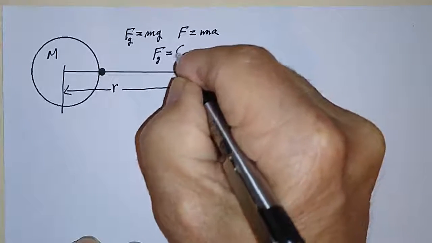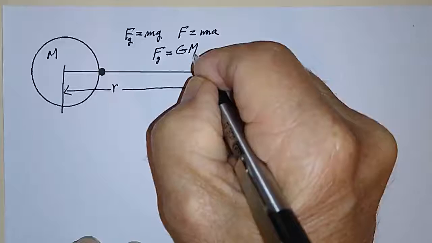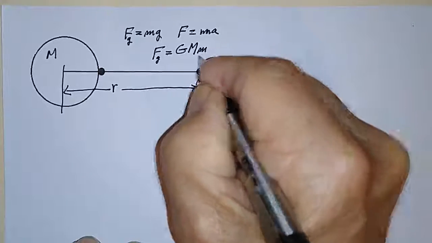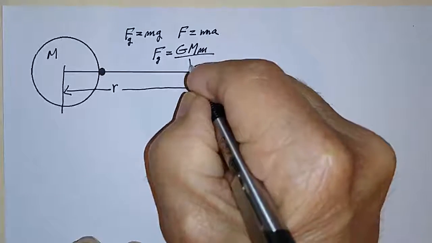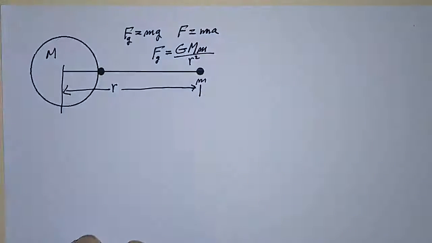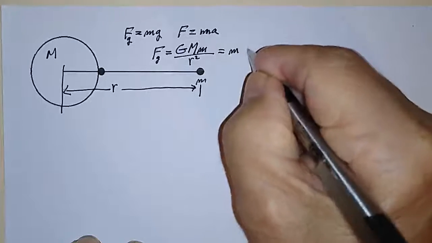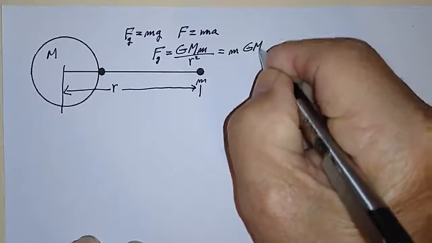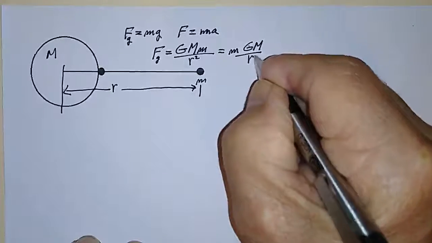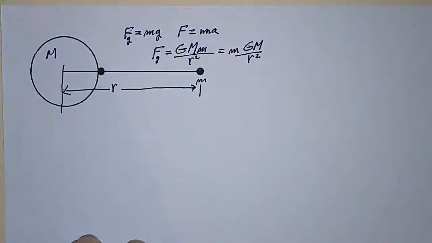It's actually equal to the gravitational constant times the mass of one object times the mass of the second object divided by the square of the distance between the two objects. So this can also be written as little m times g times big M over r squared, like that.